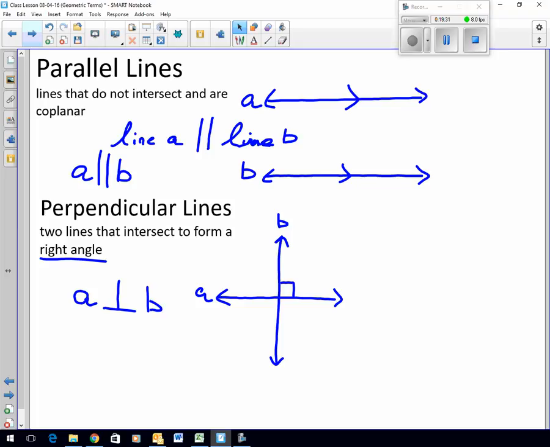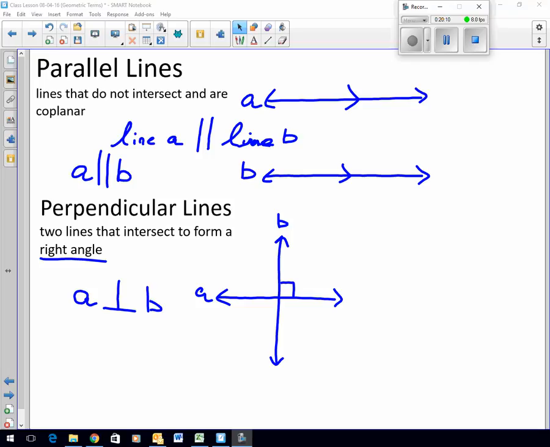Any questions on parallel or perpendicular lines? Okay. All right. Well, I got good news. Good news is that we're done for today. Here's, I guess, the other part of the good news. I'd say 70 to 75% of what you need to know in this class we just covered.